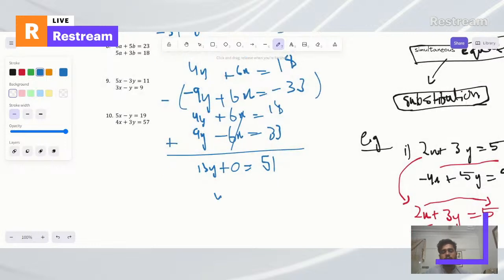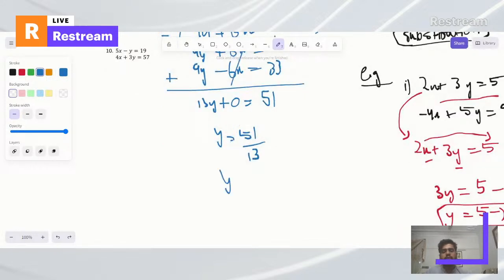Now if I want to find out the value of y, it's going to become 51 divided by 13, right? So y equals 51 divided by 13, which is about 3.9. All right, so that's the value of y.